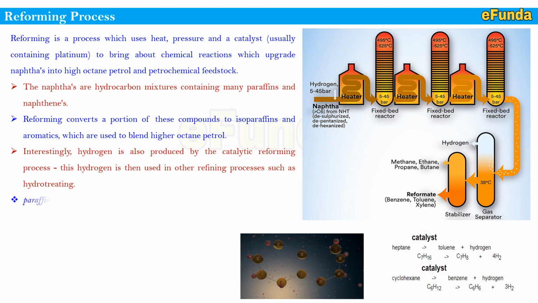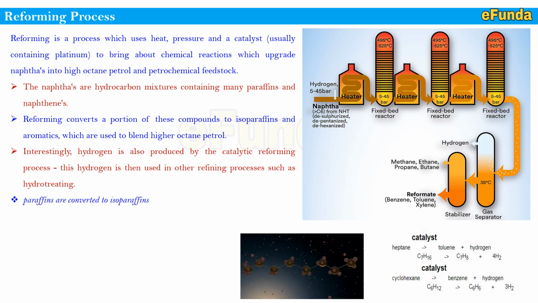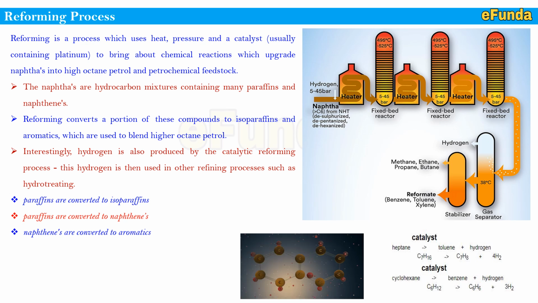Paraffins are converted to isoparaffins. Paraffins are then converted to naphthenes. Naphthenes are converted to aromatics. And in the complete process figure, one can see the naphtha enters the heater. Then the naphtha is heated, and its vapor is passed to the fixed bed reactor.